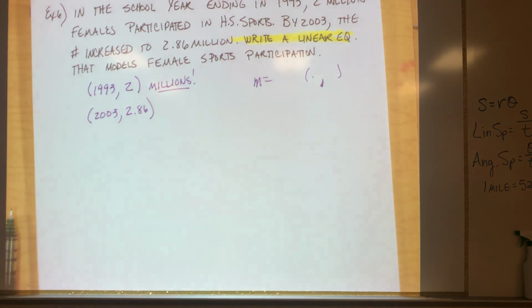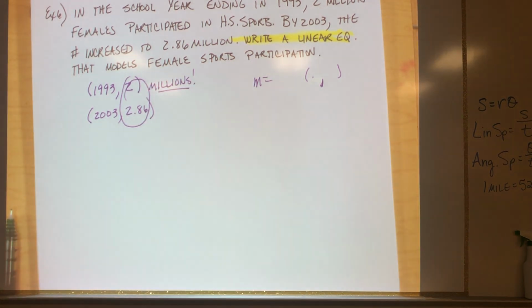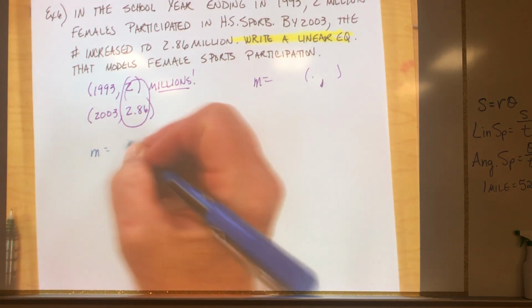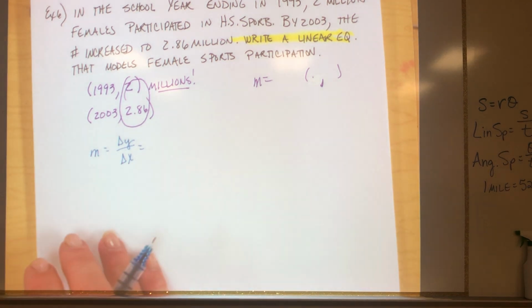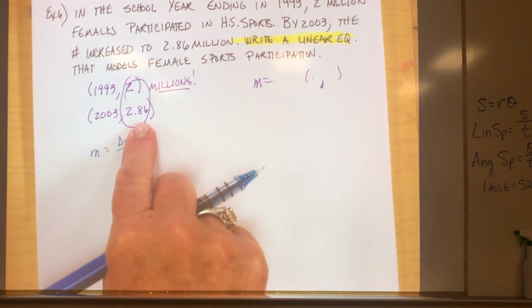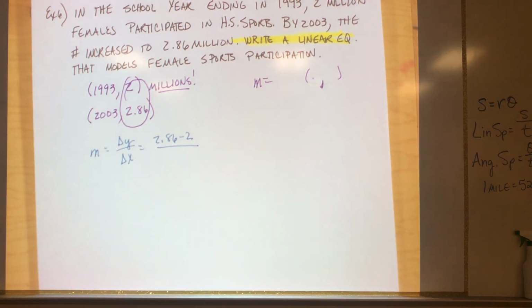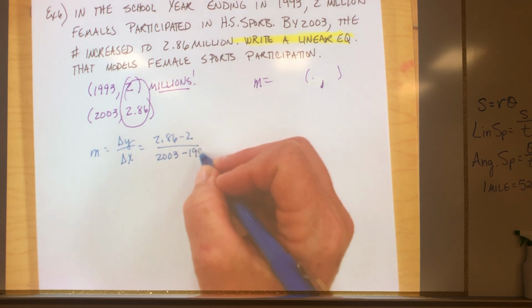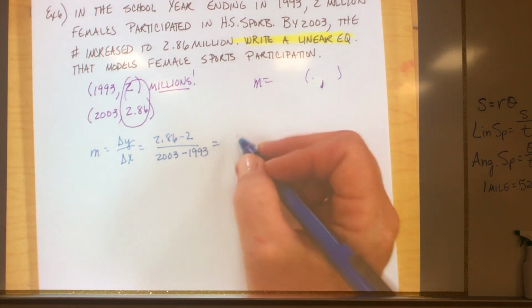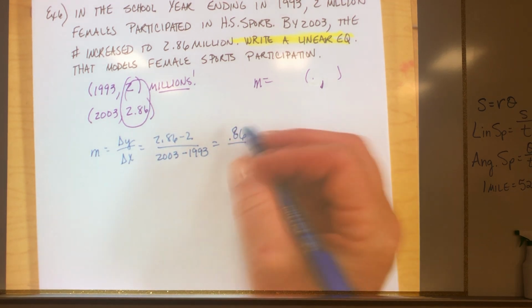2.86, okay? So we need a slope, right? I'm gonna circle those Y's. I'm gonna find it. M is equal to delta Y over delta X. All right? I'm going to say 2.86 minus 2. That's what I said on the top. What do I have to say on the bottom? 2003 minus 1993. Very good. So on the top you get 0.86, okay? And on the bottom you get 10.